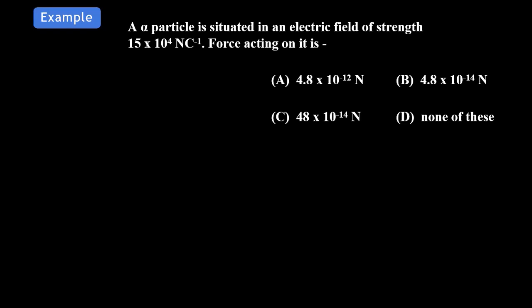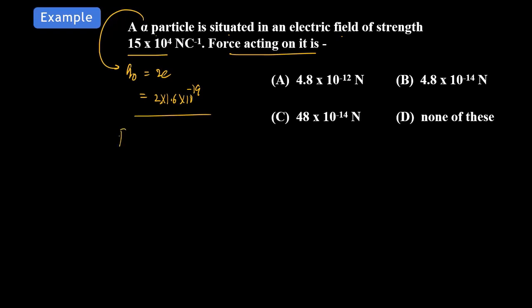Now, an alpha particle is situated in an electric field of this strength. What is the force acting on it? I know that the charge Q naught of the alpha particle is 2 times E, so 2 into 1.6 into 10 to the minus 19. This is the charge on the alpha particle. So what is the force? Force should be equal to E into Q. E is 15 into 10 to the power 4, multiplied by 2 into 1.6 into 10 to the minus 19. So 2 into 1.6 is 3.2. 3.2 into 15 into 10 to the power minus 15.